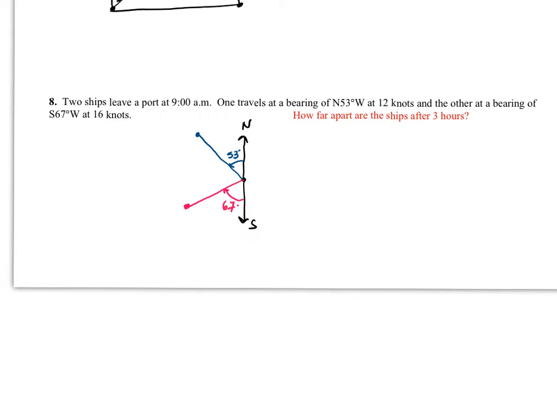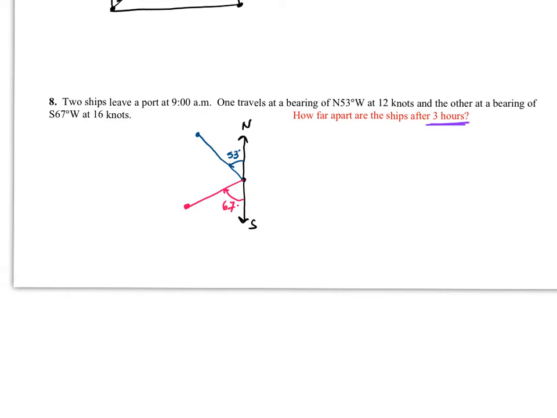Question 8. Two ships leave a port at 9 a.m. One travels at a bearing of north 53 west at 12 knots, and the other at a bearing of south 67 west at 16 knots. This is the picture that we drew from yesterday. The additional question is, how far apart are the ships after 3 hours?